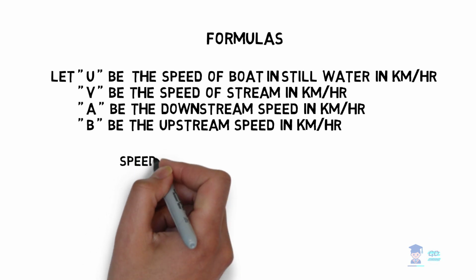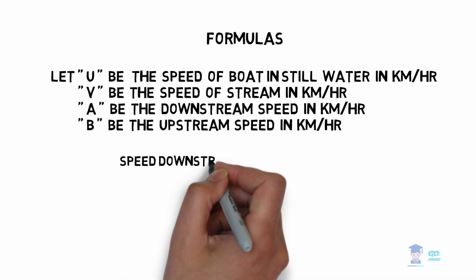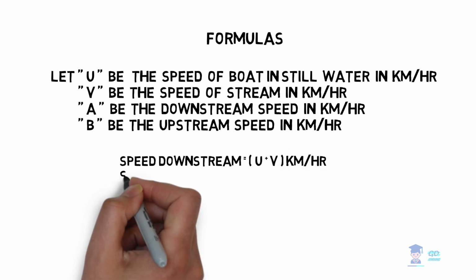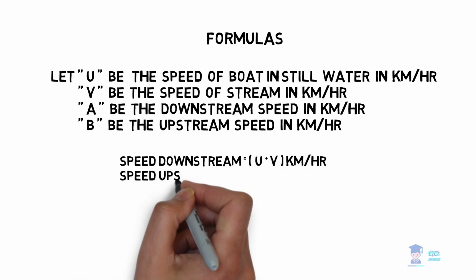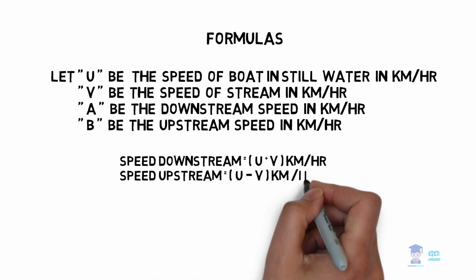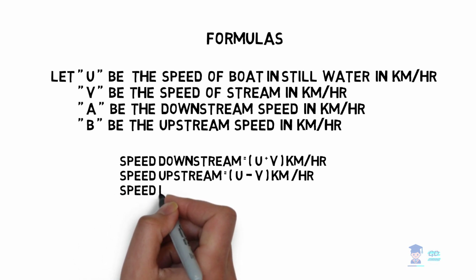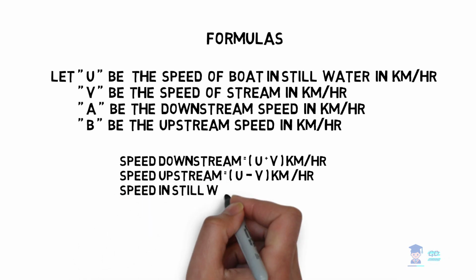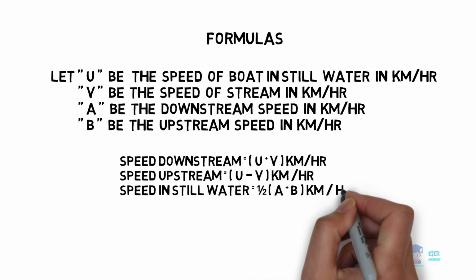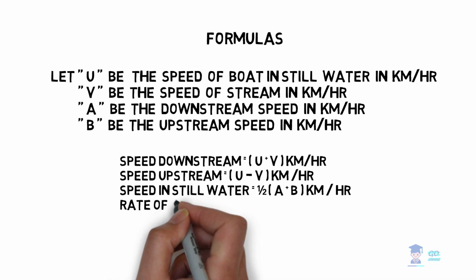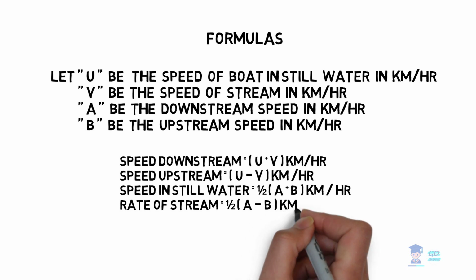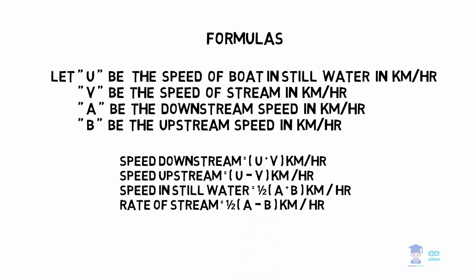Now let's see the formula. Downstream speed is given as U plus V kilometer per hour and upstream speed is given as U minus V kilometer per hour. Speed in still water is given as half into A plus B kilometer per hour. Rate of stream or rate of current is given as half into A minus B kilometer per hour. Now let us see the problems.